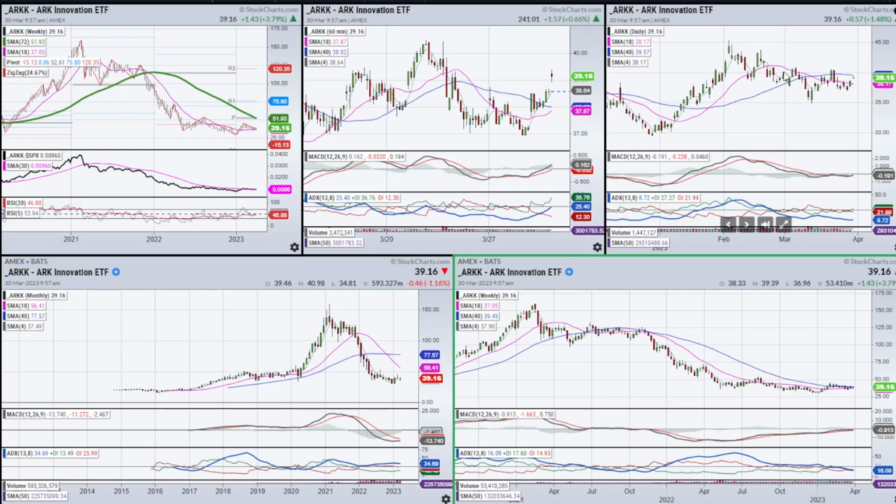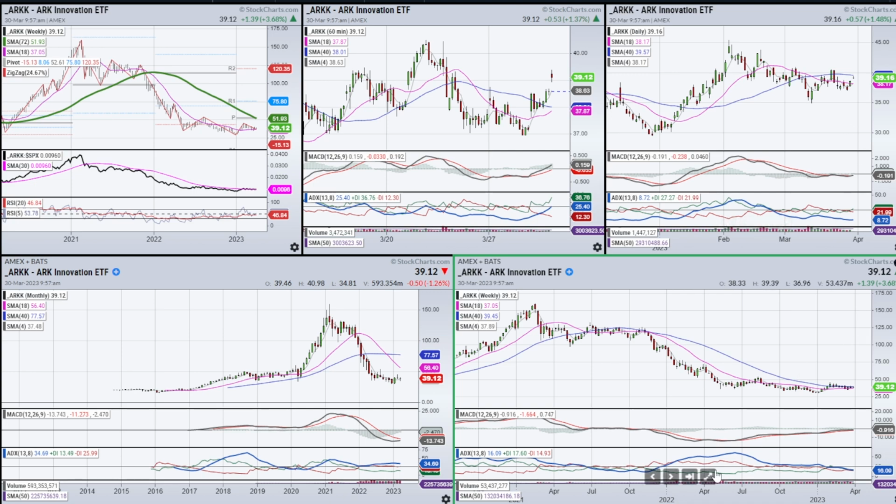Now, sticking on the theme, look at what's going on in the ARK Innovation Fund. So we have this distance to the 18-month. In this case, we have room to get to the 18-month because it's been so stretched. Even the prior high is up above 50, and the stock's at 39 right now. So I'm viewing this as a trading play, nothing more than a trading play, because we have a declining 18-month. I'm not looking for a big reversal in the long-term trend yet. I think it's too early.